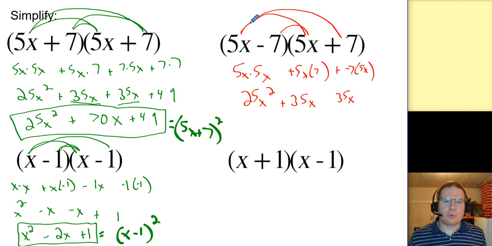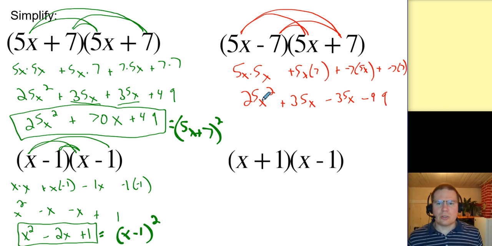Notice, though, this was 5 times 7, positive 5 times positive 7, positive 35. Over here I have a positive 5 times a negative 7, so that's going to give me a negative 35. And then finishing up the 7 times 7, except this 7 is negative, so it's 7 times 7, negative 49. So I still have 25x squared, just like with this version. I kind of have 49, but instead of a positive 49, now I'm getting a negative 49.